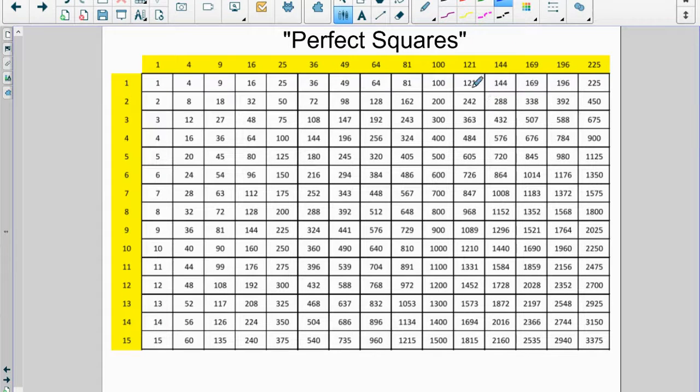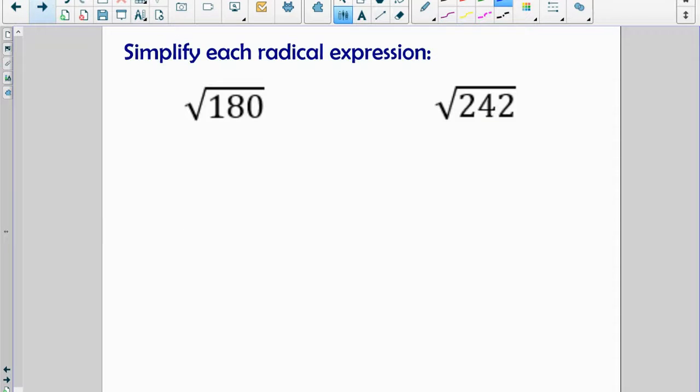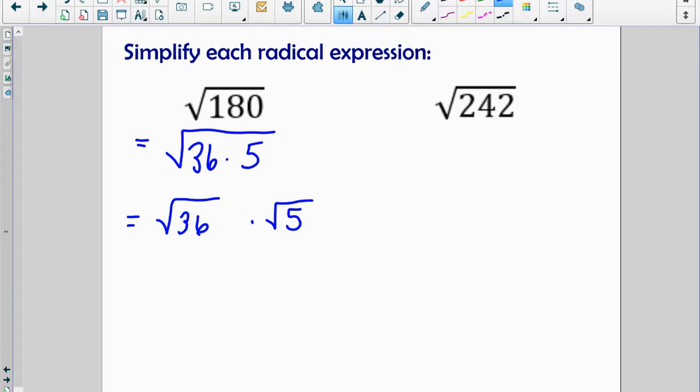So I'm looking for 180, and I only have to go down as far as the 200s, the way a multiplication table works. So let's see, 100, here we go. 180 is 36 times 5. So we are going to start by writing it as the factors, 36 times 5, instead of the square root of 180. Now I'm going to apply my product property, and I'm going to split it into two individual square roots. It's still the same overall value. The square root of 180 is the same as the square root of 36 times the square root of 5.